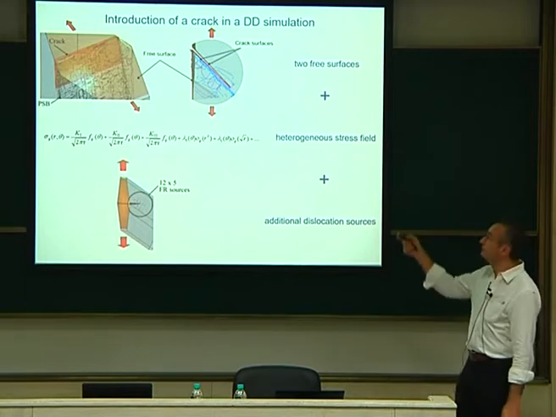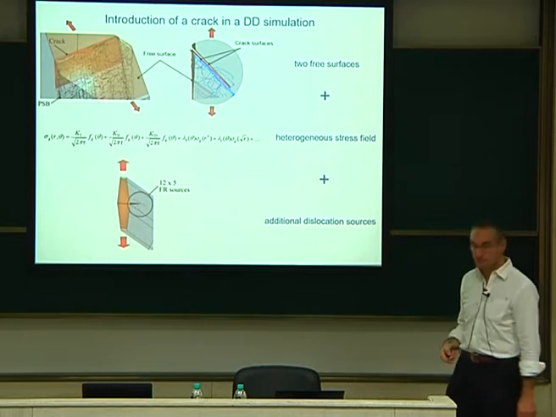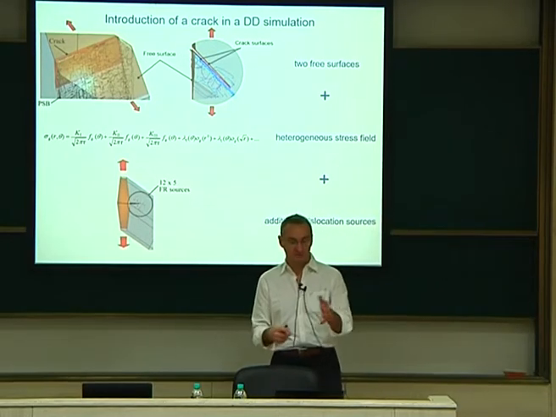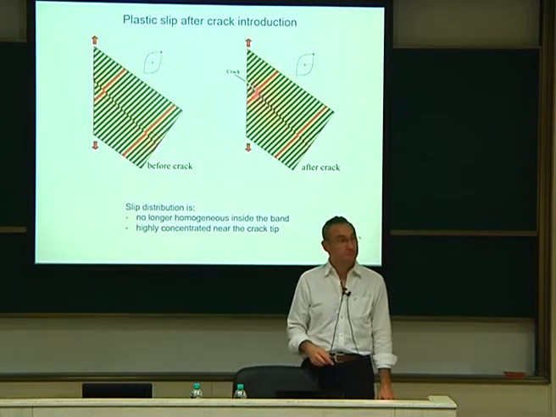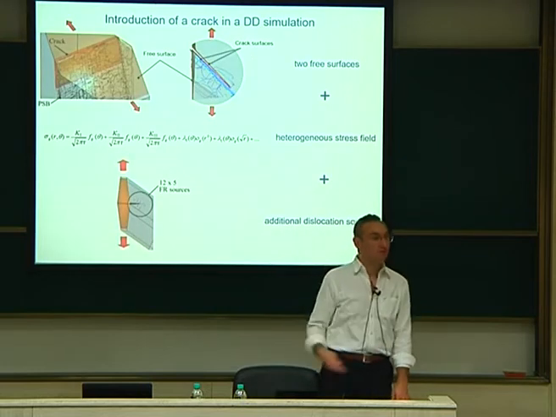Okay, so you get the three ideas? Free surfaces, stress field, and dislocation sources. Except that the code is the same as what I showed yesterday. The dislocation dynamics code is 3D as before. So this is an additional stress field. Well, yes, you sum up. Exactly. It's a new one, but you add it in your box.